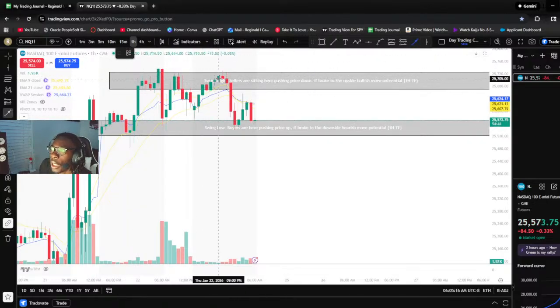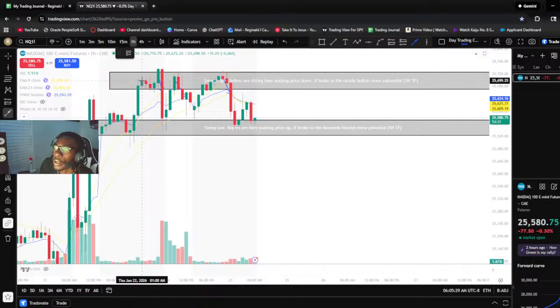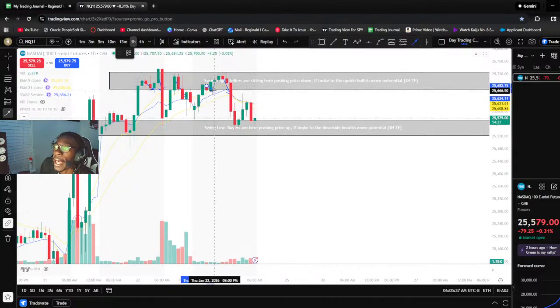So every time we got to this zone, it was getting pushed down. We got to this zone again, got pushed down out here. Got to this zone again, pushed down, even here. So we have 1, 2, 3, 4, 5 instances of it getting to the zone and pushing back. That shows me that sellers are sitting there.